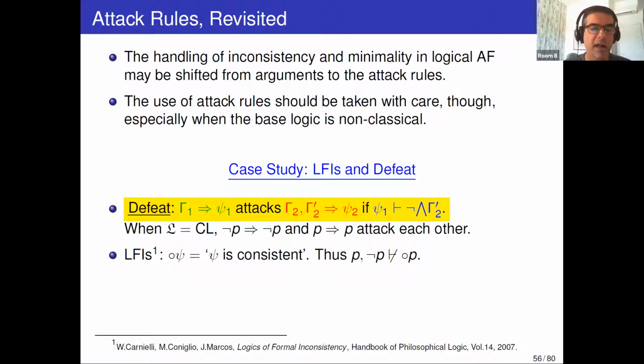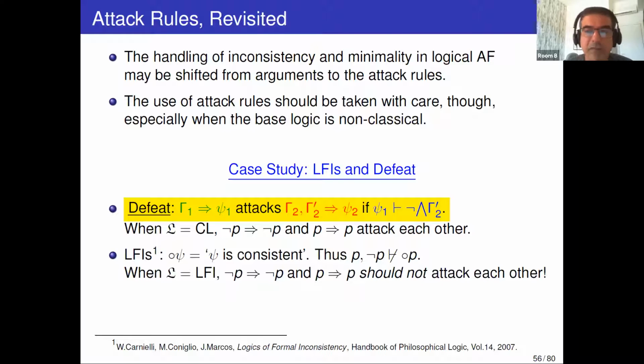For instance, if we consider LFIs, the logics of formal inconsistency, where they introduce a new connective, circle, which intuitively means that circle C means that C is consistent. So in this case, if we assume P and not P, we cannot infer circle P, which means that from P and not P, we cannot infer everything. So unlike classical logic, in LFI, not every formula is inferable from this classically contradictory set of assumptions.